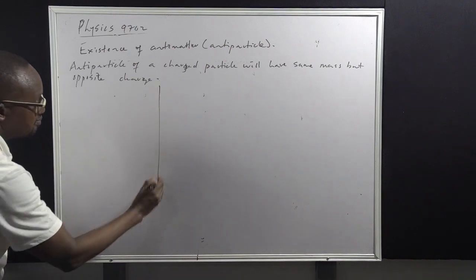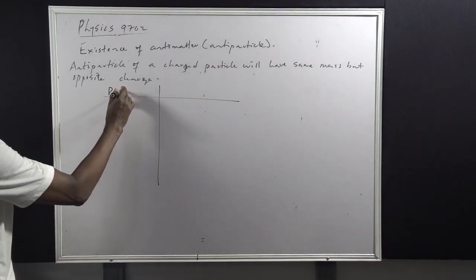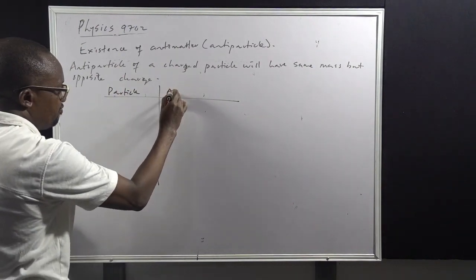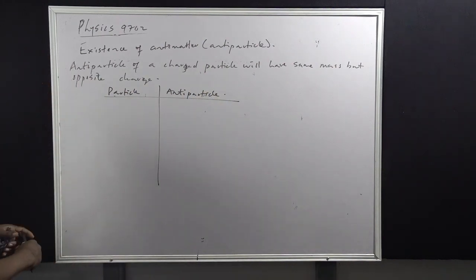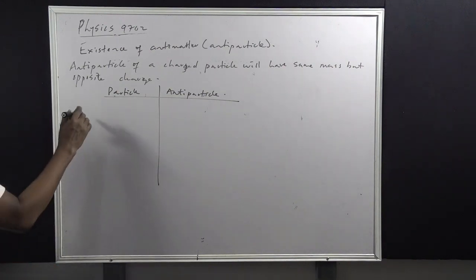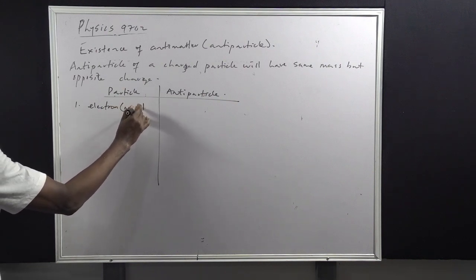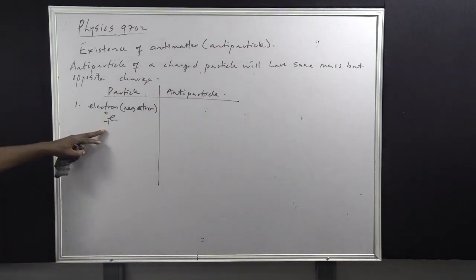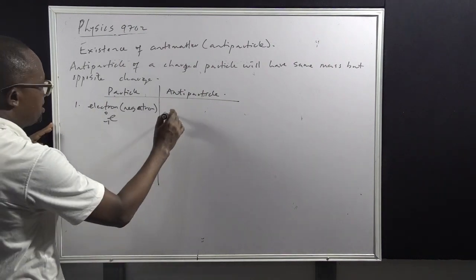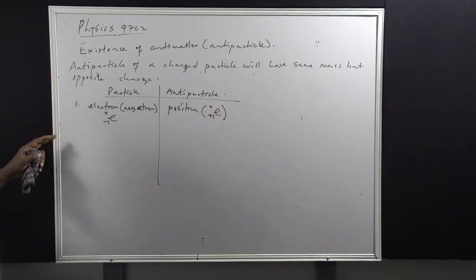Examples. You can talk about particle and the antiparticle. You have the electron, which is called the negatron. It has a charge of -1, nucleon number of 0. The antiparticle is a positron. Nucleon number is 0, proton number is +1.